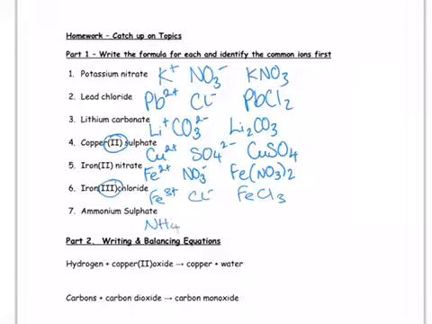Ammonium is one of the common ions, NH4+, and the sulfate ion we've seen already. We're going to need 2 of the ammonium ions, so again, because we need 2 of them, we need to put it into brackets, and there's the formula.